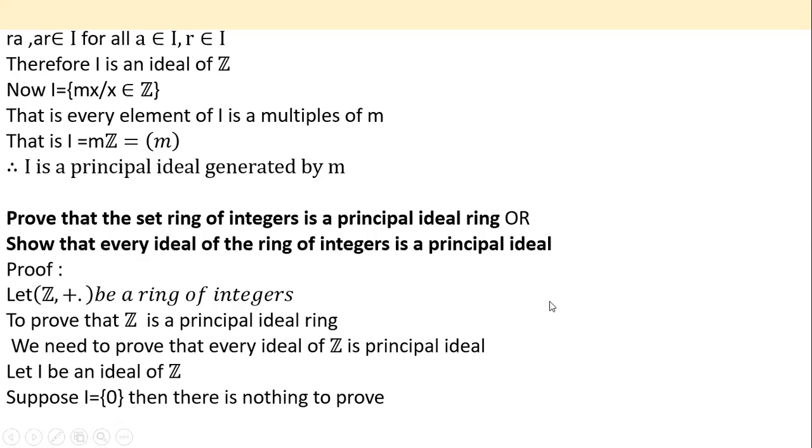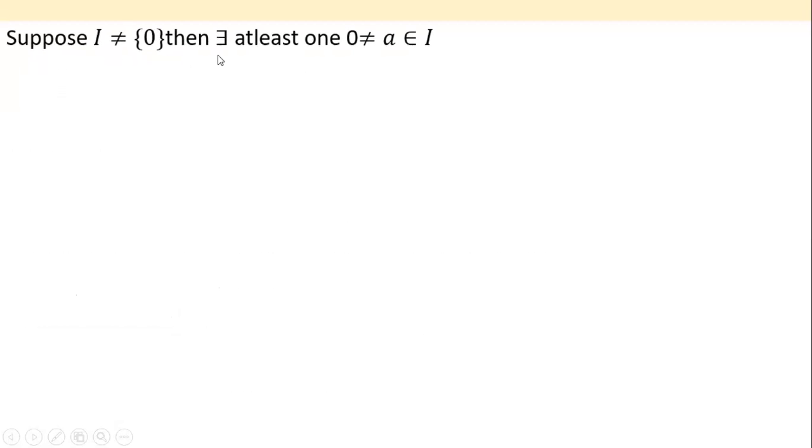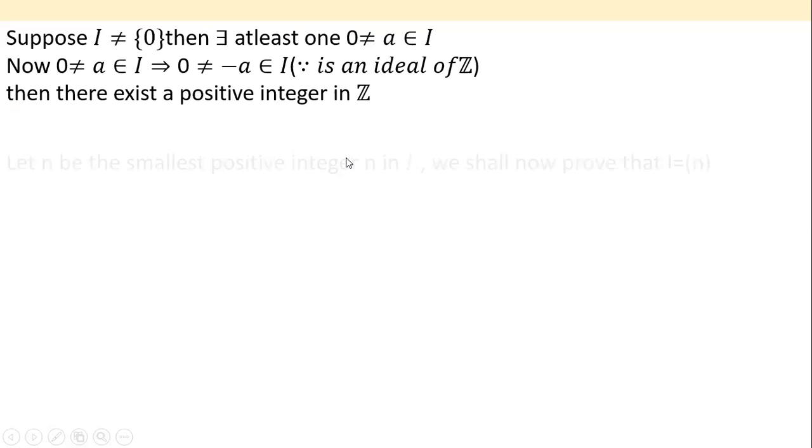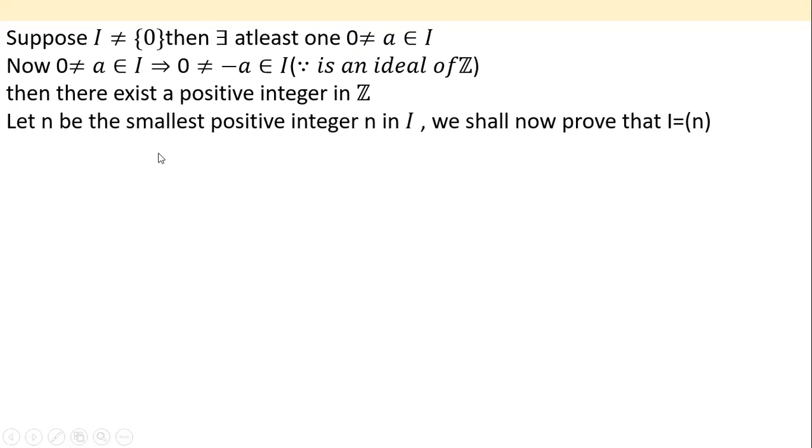Next we can take, suppose I is not equal to 0, then there is at least one a ≠ 0 belonging to I. Now 0 ≠ a belongs to I, which implies −a also belongs to I, since I is an ideal of Z. Then there exists a positive integer in I. Let n be the smallest positive integer in I. We shall prove that I = (n), that is, n is the generator.